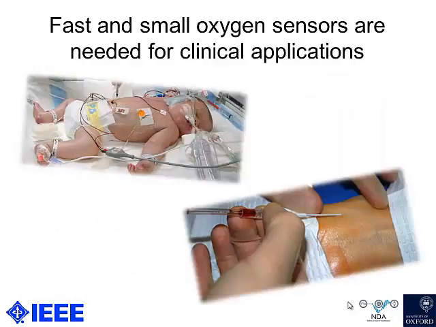For example, the thing which is most relevant for the presentation today is that there's certainly a need for fast and small oxygen sensors for clinical applications. For example, the little baby there may well be in an intensive neonatal or pediatric intensive care unit. And here there would be a need for fast and small oxygen sensors to monitor their breathing, for example. Another application is the one in blood. So the first case is in the gas phase, and the second one is in liquid.